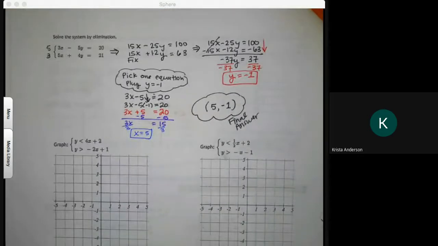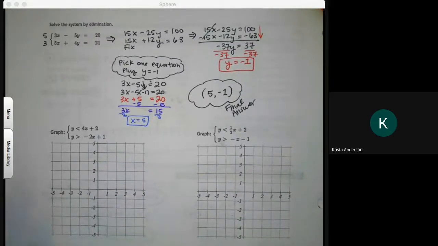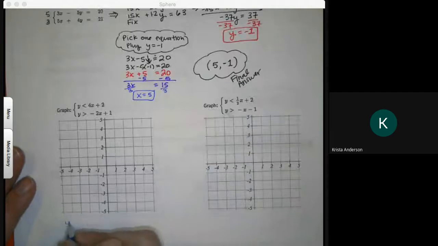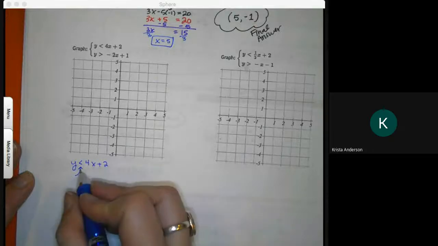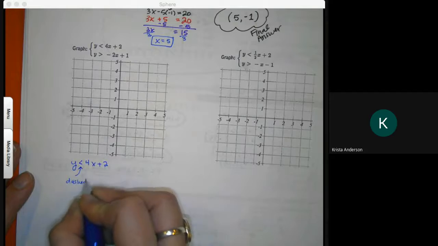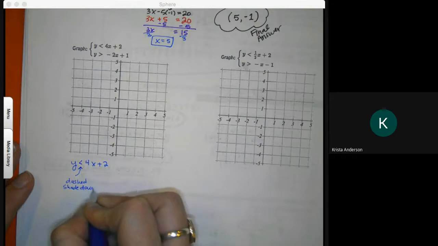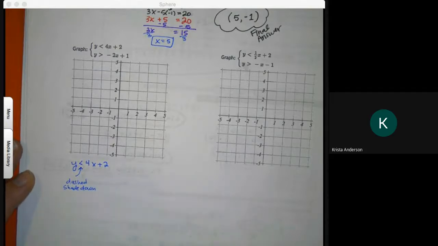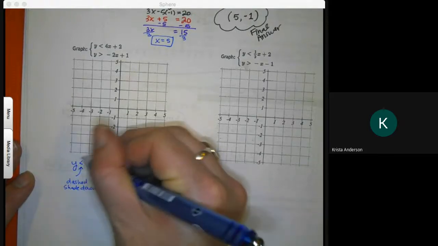The last section is reviewing graphing qualities. For my first equation, I have y less than 4x plus 2. What does this sign mean? Will it be dashed or solid? It will be dashed, there's no equal sign. And I will shade down because it's less. That was all pulled just from looking at the sign.